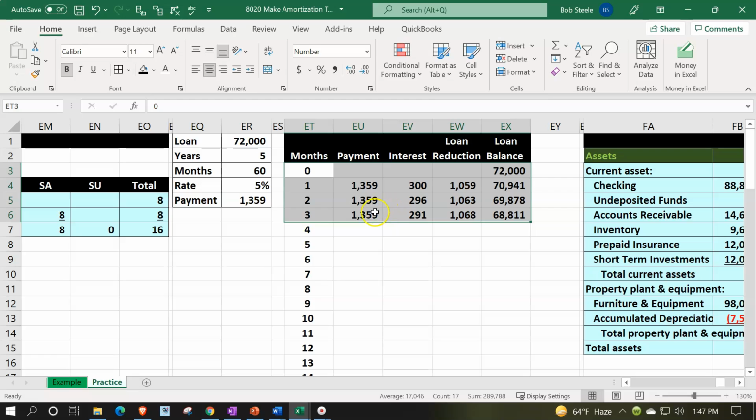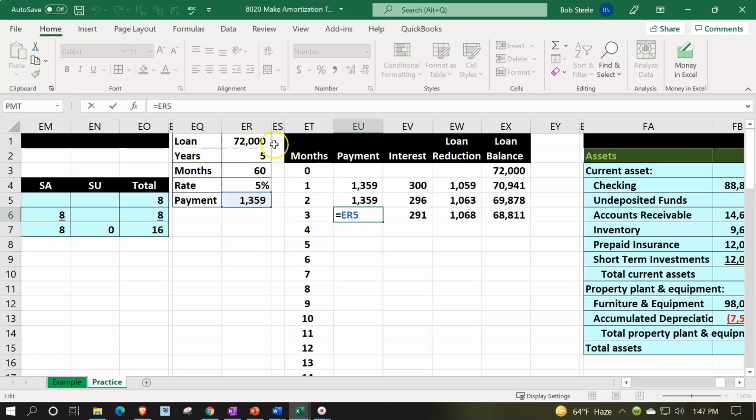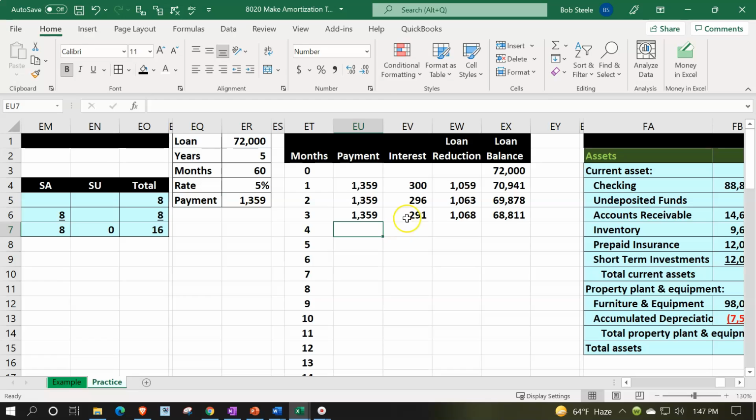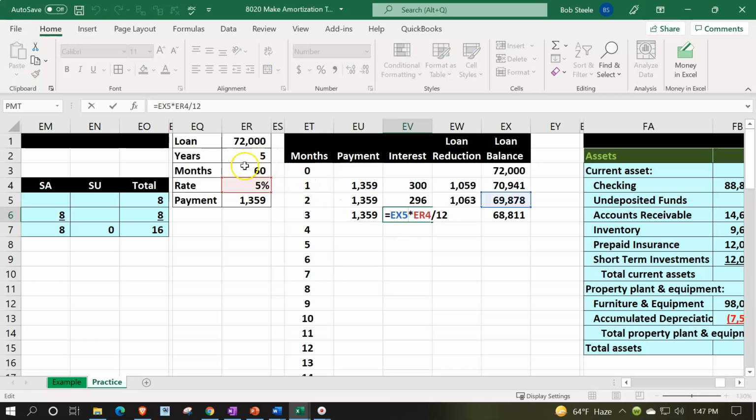So for example, this payment is coming from my data set on the left. So I don't want it to move down, so I'm going to make it absolute by pushing F4 on the keyboard, or $ before the ER, $ before the 5. You only need a mixed reference, but an absolute reference is easy, so I'm just going to use that one. And then the interest, double clicking on that, I can see that 5%.